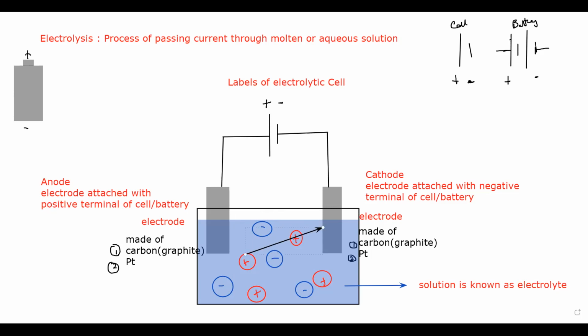Yeah, that's right. Because as we know, unlike charges attract each other. So we know this is a negative plate: the cathode is a negative plate and the anode is a positive plate because it is connected to the positive terminal. The cathode, which is connected with the negative terminal of the battery, will attract the positive ions. So we will observe the positive ions tend to move towards the cathode.